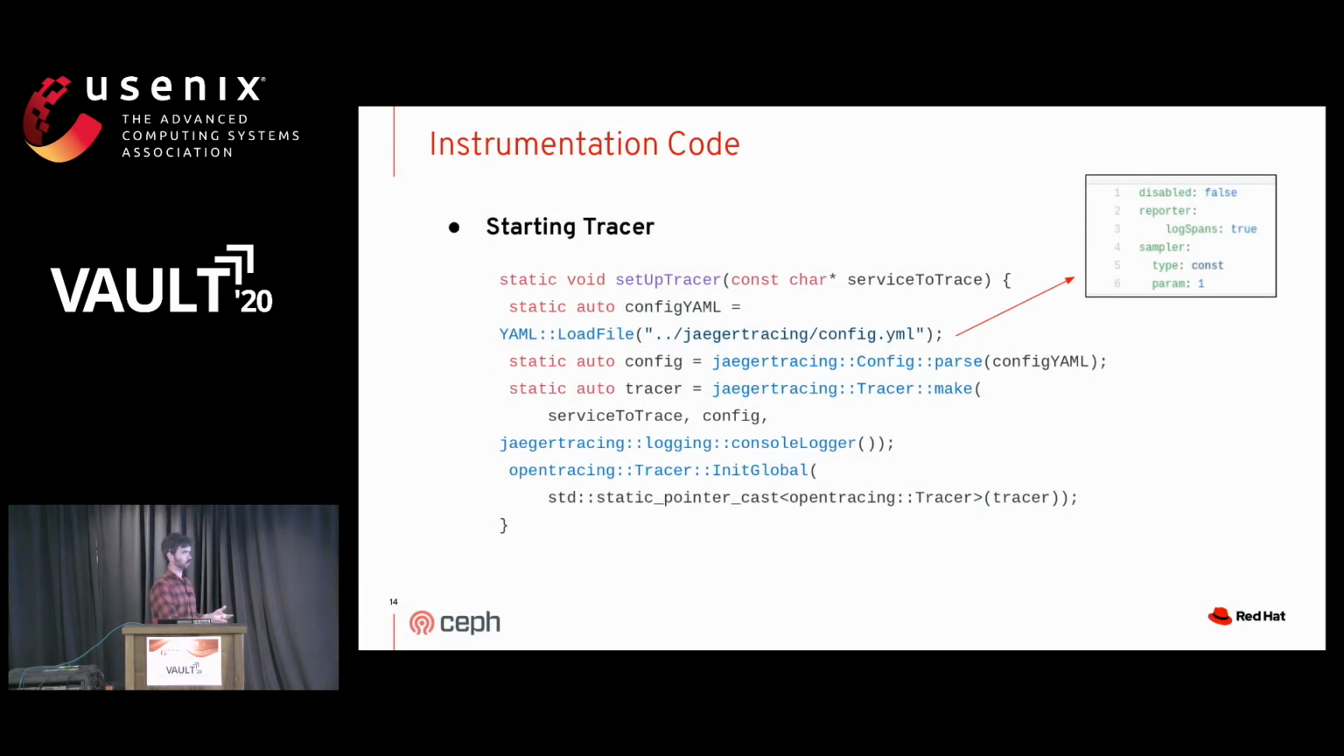So to make this work, of course, the main component of the project would be annotating the Ceph code, both the client and the OSD, and other components to actually do tracing. So this is a code sample for how we set up the tracer within, I believe, the OSD.